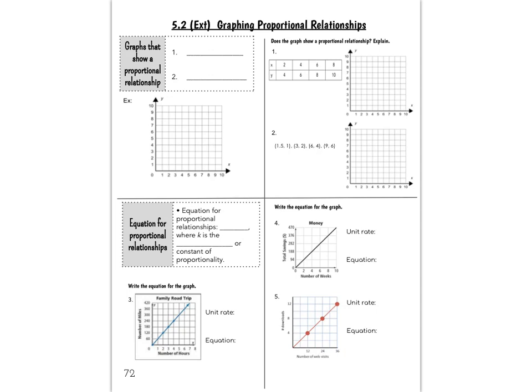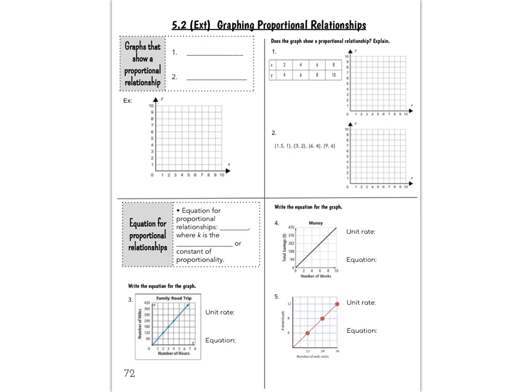Hello, this is lesson 5.2. It's the extension, so it's different than just regular 5.2. It's graphing proportional relationships. So you need this handout, and you can always download it from my PowerSchool website if you don't have one. You should also have a ruler or a straight edge, something that can help you draw straight lines. And then when you're ready to continue, press play.